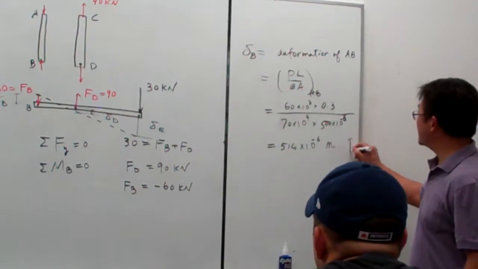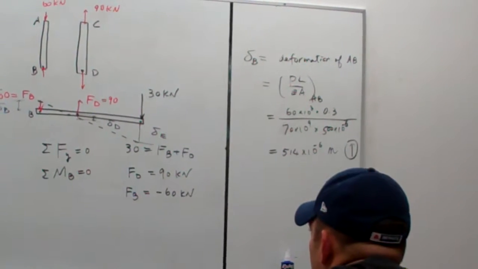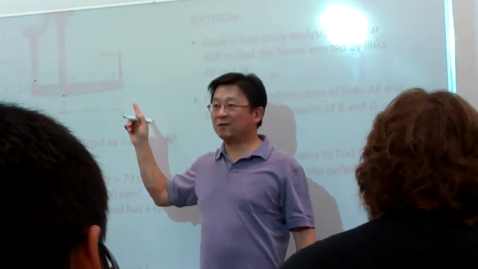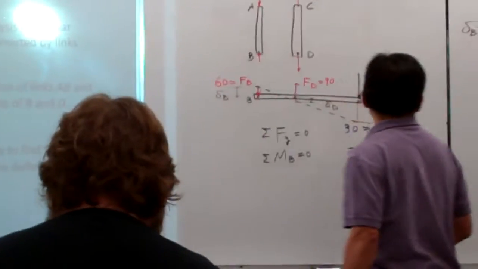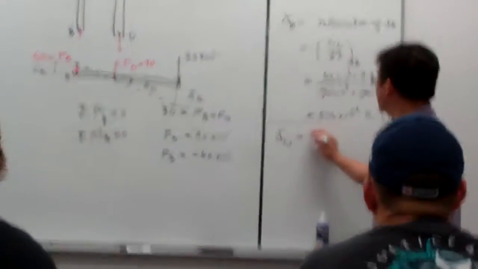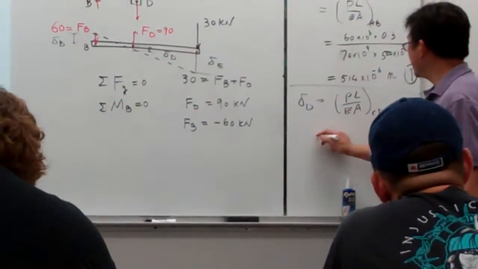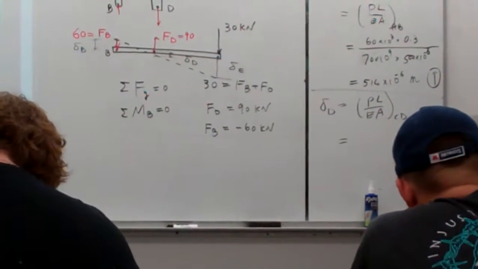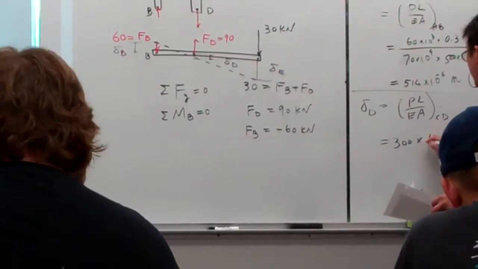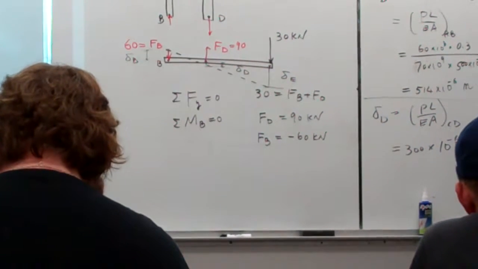And keep in mind that this is going up, so that means the displacement of point B is moving upward because the AB has been compressed. So A is fixed, the B must go up. Delta D, the same thing, PL over EA, for CD. Then we plug in all the information carefully. The answer is 300 times 10 to the minus 6 meters, and that is moving downward.